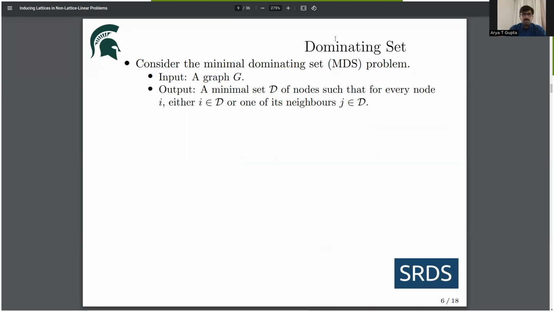Let's study an example problem, the minimal dominating set problem. In this problem, a node is dominated if it is in the dominating set, and it is also said to be dominated if one of its neighbors is in the dominating set. The task here is to compute a dominating set for the graph G, meaning all the nodes should be dominated, but the nodes should be chosen in such a way that the set is minimal.